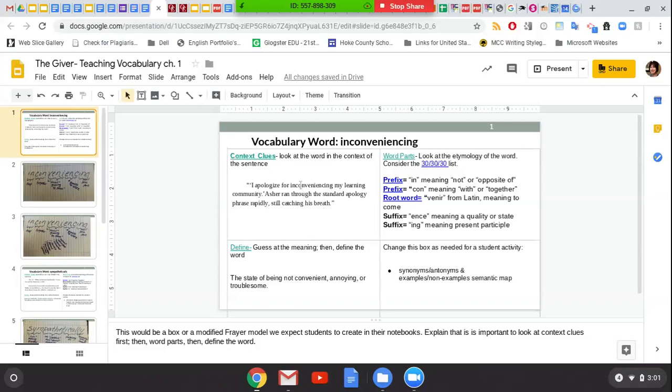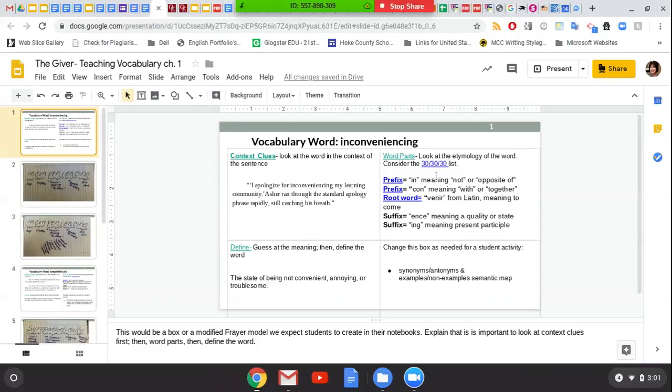So students might be able to look at this and tell that it's something negative. They could tell it must not be anything good if Asher has to apologize. We have apologize and we have apology. So even if they don't know exactly what the word means, they could tell it means something bad. So that's a good start.